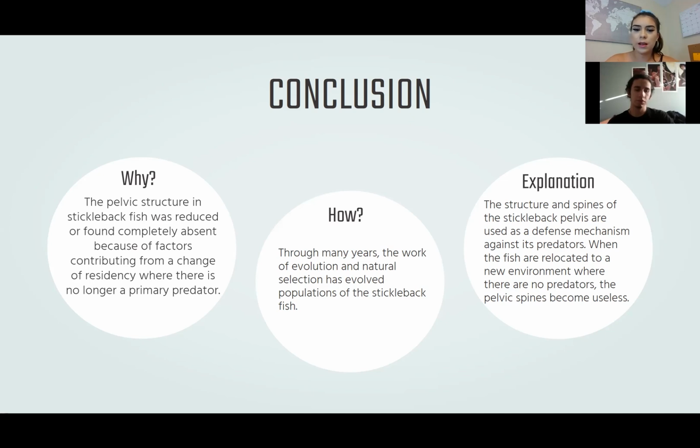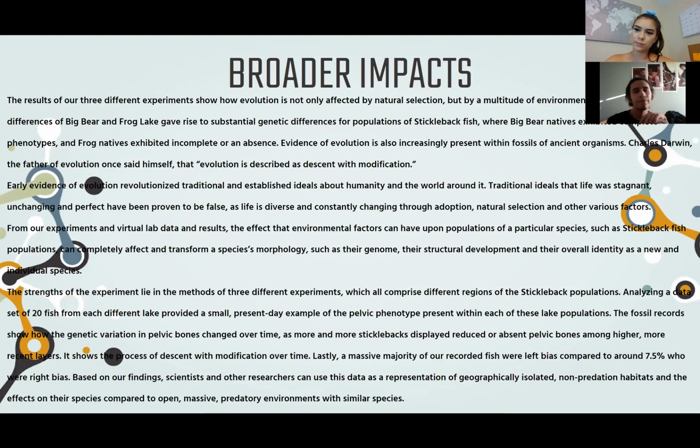How does this happen? Through many years, the work of evolution and natural selection has evolved populations of the stickleback fish. An explanation for this is the structure and spines of the stickleback pelvis are used as a defense mechanism against its predators. When the fish are relocated to a new environment where there are no predators, the pelvic spines become useless.